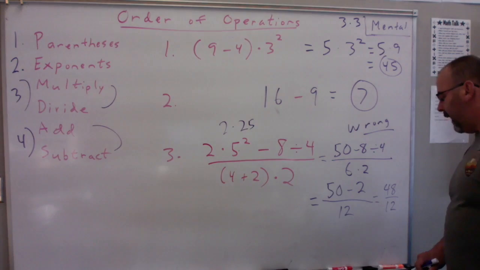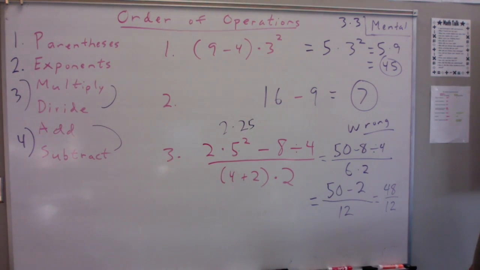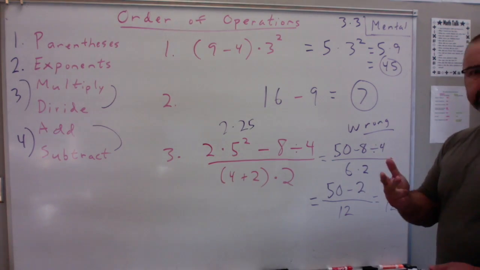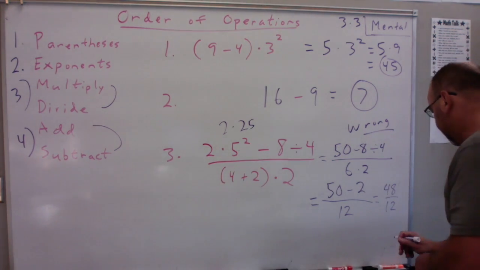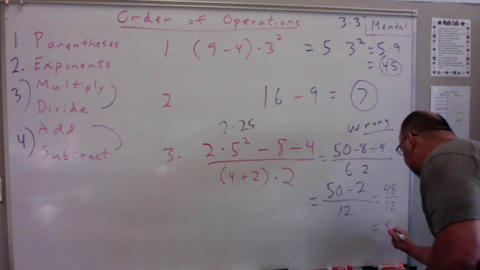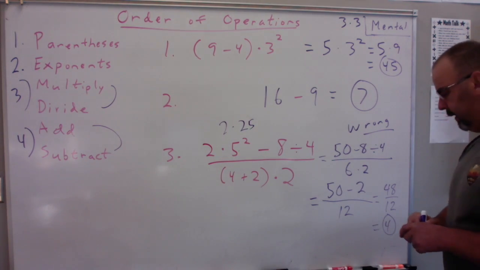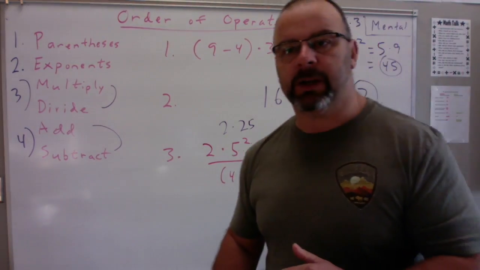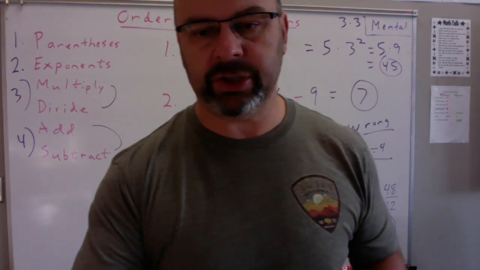48 over 12. How many times is 12 going into 48? Can we figure that out? 12, 24, 36, 48. So that's 4 times. The answer would be 4. So that's what we're doing today. Simplifying expressions with order of operations.